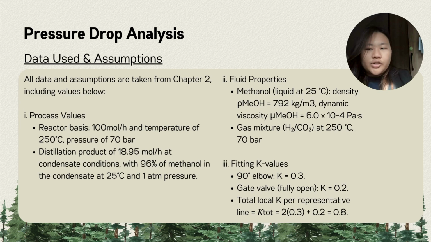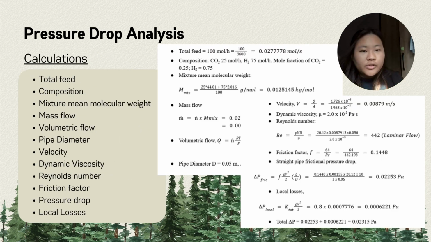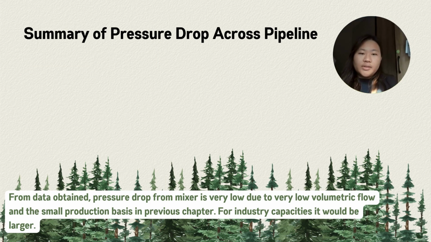So as you can see, for the pressure drop and pumping calculation in Chapter 3, we use all flow rates, compositions, and temperatures from the earlier material and energy balance in Chapter 2. Additional assumptions were made, including straight pipe lengths, standard fitting losses, pipe roughness, and fluid properties for both gas mixture and liquid methanol. Calculations of total feed composition up until local losses were done, and the detailed calculation is shown in the report. So after all the calculations, here's the summary of pressure drop across the pipeline.